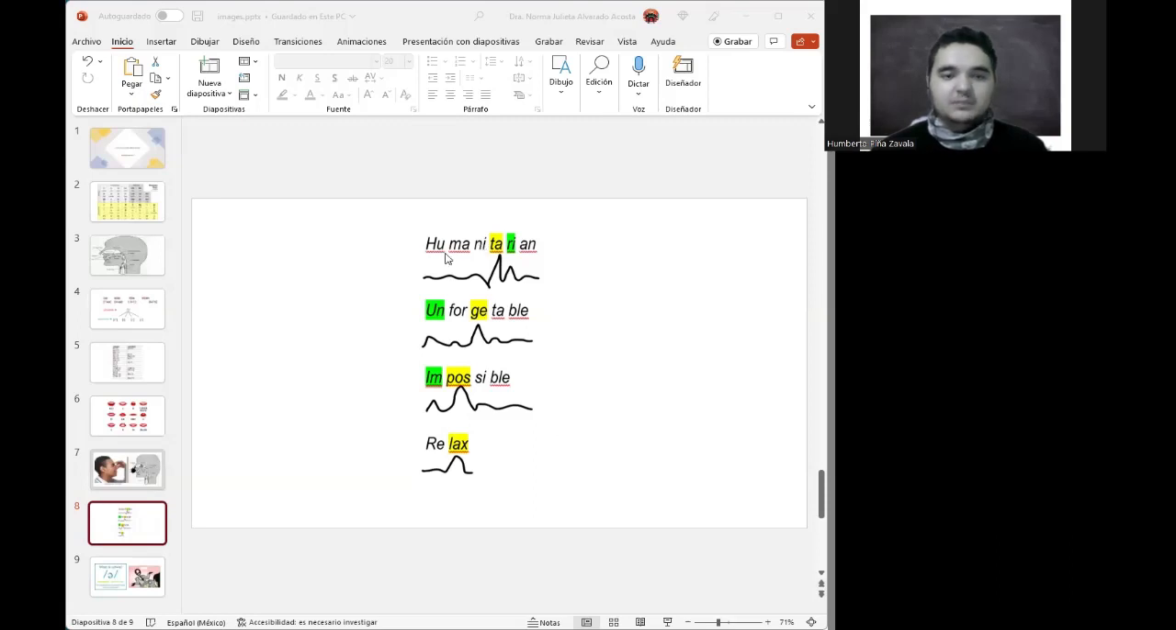Some more examples: the yellow will be the primary stress, the green will be the secondary stress of humanitarian.